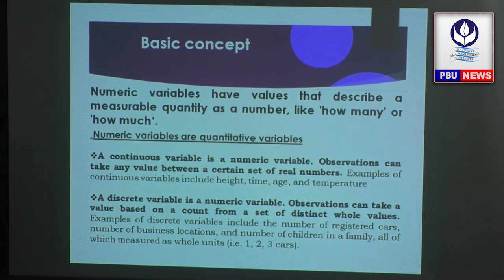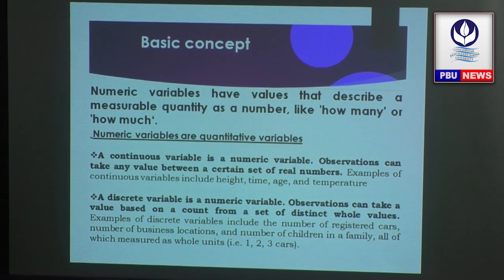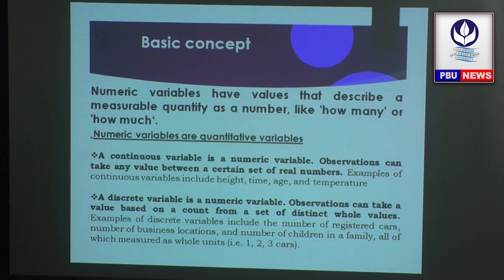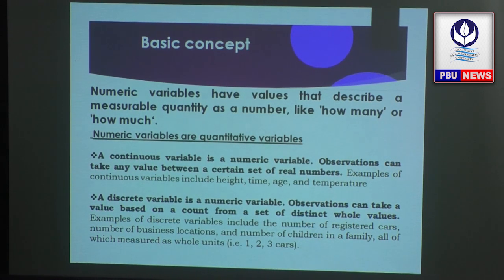Numeric variables are quantitative variables. Numeric variables mainly two types. Continuous variable. What is continuous? A continuous variable is a numeric variable whose observations can take any value from a certain set of real numbers. Examples of continuous variables include height, weight, time, age, temperature, etc.